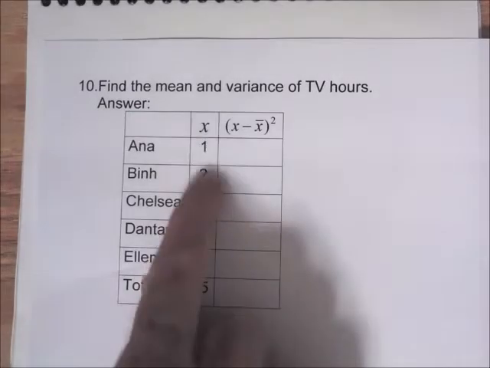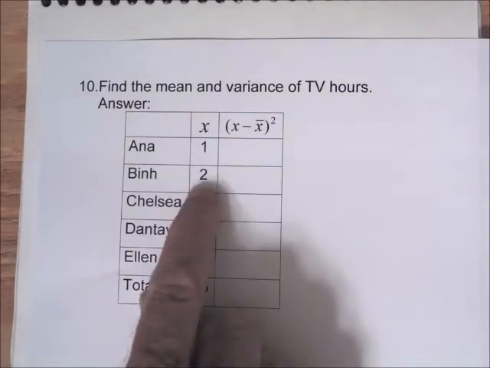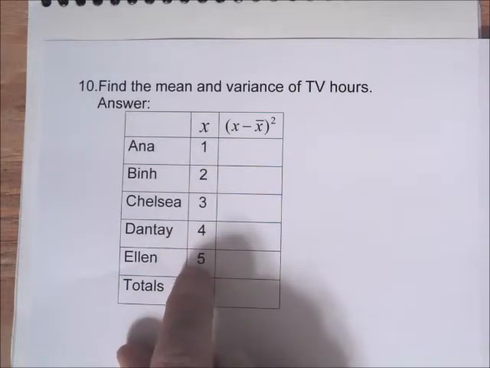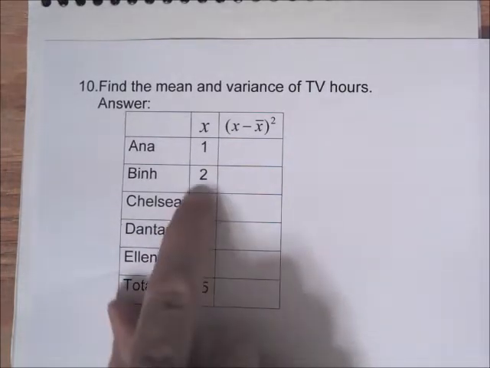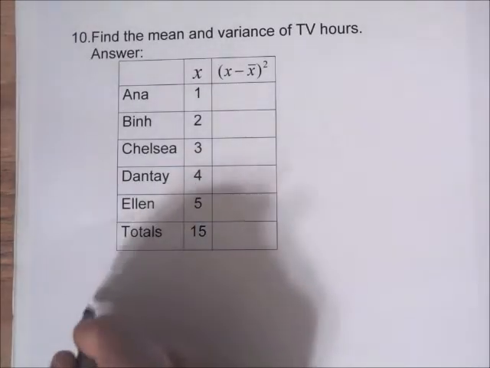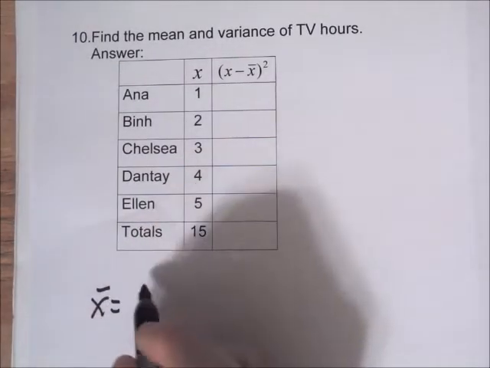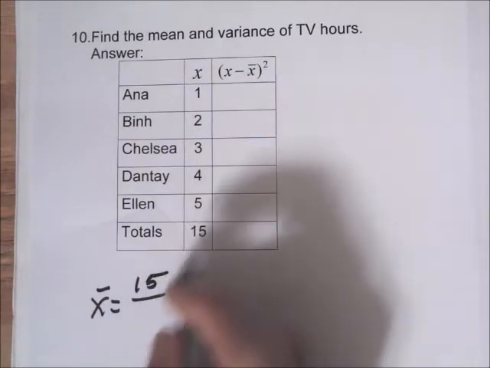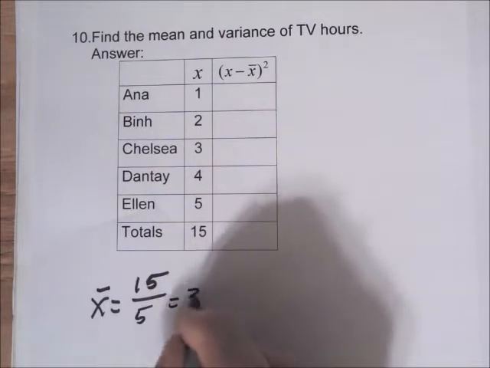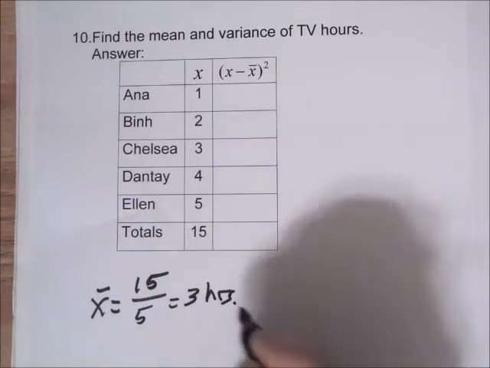Anna spent 1 hour watching TV, Ben 2 hours, Chelsea 3 hours, Dante 4 hours, Ellen 5 hours. If we add these up, the total is 15. Then the mean is that total, 15, divided by the number of students. We have 5 students, so the mean is 3 hours.